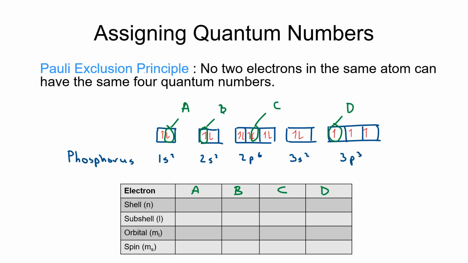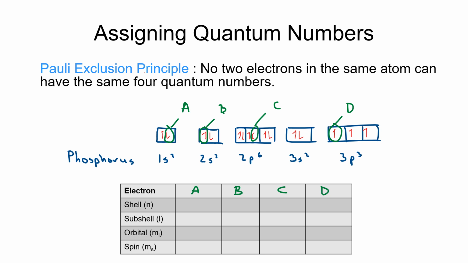So let's assign a few quantum numbers here. Just a reminder, the electrons within the same orbital can't have the same spin. And so that means that no two electrons in the same atom can have all four quantum numbers being the same. So let's pick a few, which I have here already, A, B, C, and D.